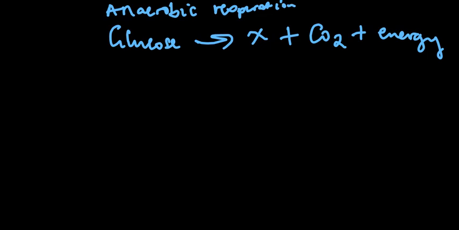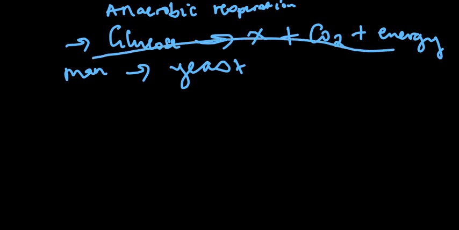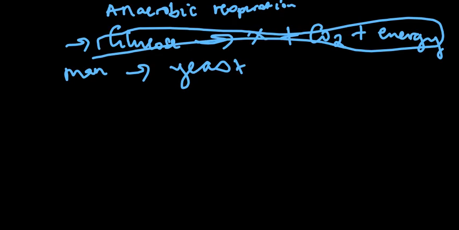Okay, so you need to ask yourself, what type of anaerobic respiration is occurring? Is it in a man or is it in yeast? What determines that is the chemical equation, which will guide on what they are looking for. Because there is carbon dioxide and energy, X is most likely going to be ethanol, because this is an alcoholic fermentation.